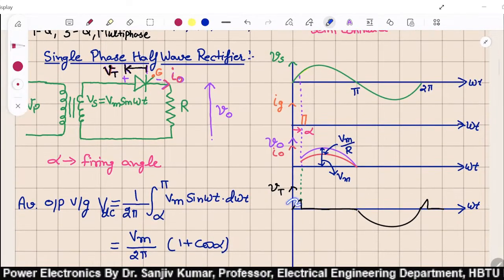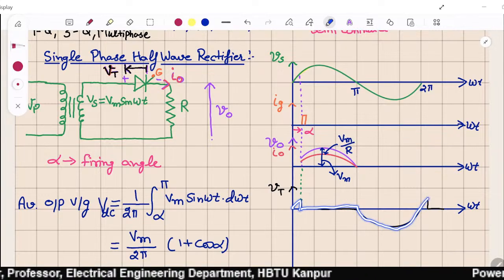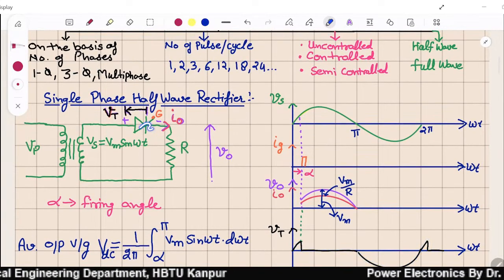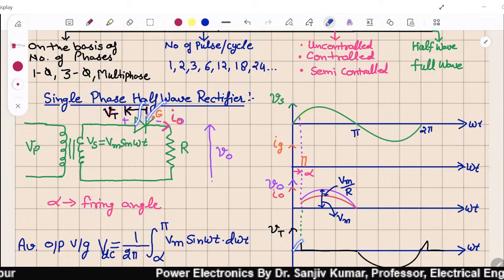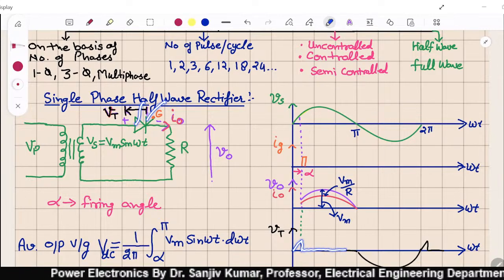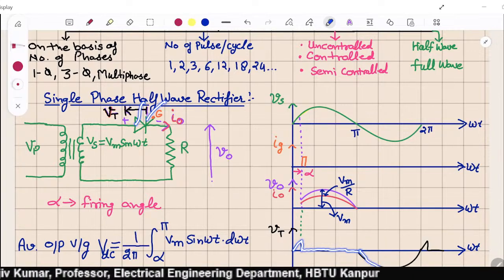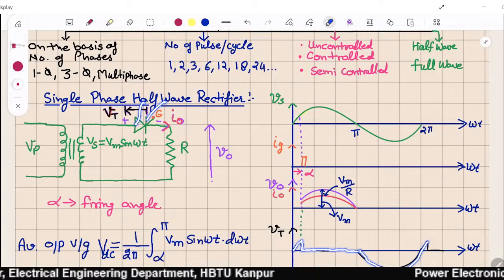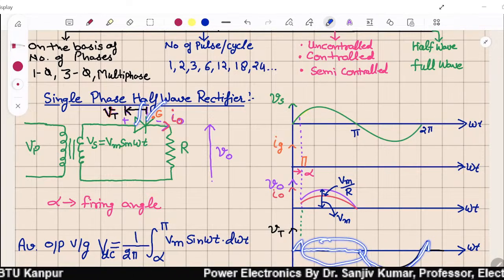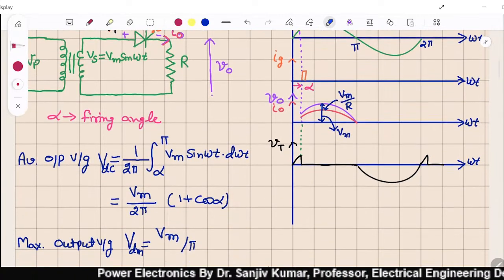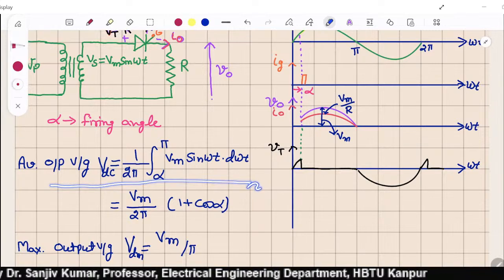Now if we talk about the thyristor voltage, what would be the thyristor voltage? So thyristor voltage would be always anode minus cathode. Unless until it is not conducting, it will give you this. Once it is conducting, it will give the zero voltage, and here it is in reverse bias, right? तो अब अगर एवरेज आउटपुट वोल्टेज निकालना हो आपको थायरिस्टर का, तो क्या हो जाएगा?